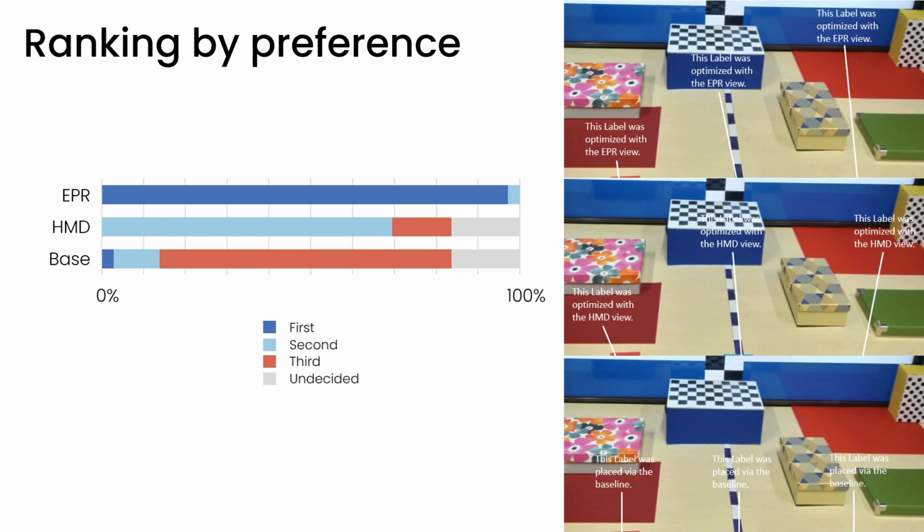Finally, we also asked participants to rank the three algorithms in terms of preference after they had finished all evaluations for a layout. The eye-perspective algorithm was ranked first in 97% of all cases.